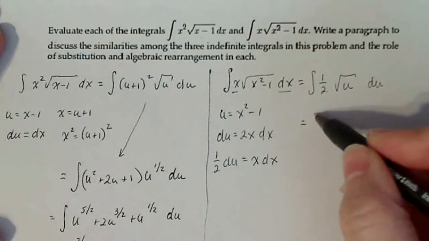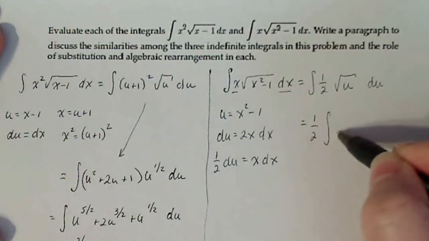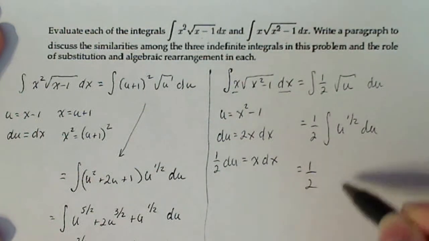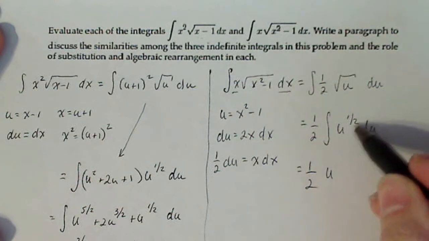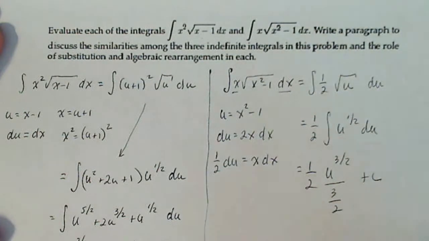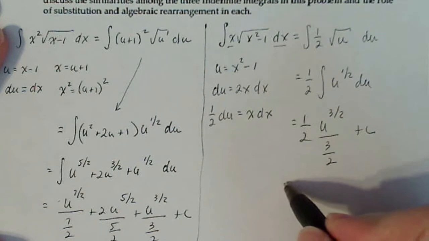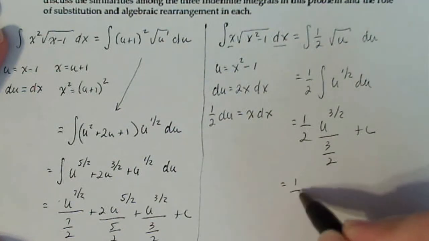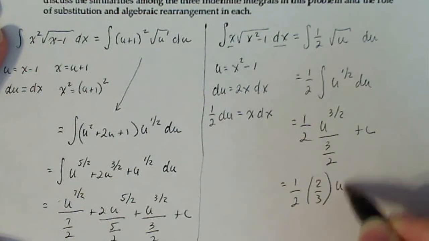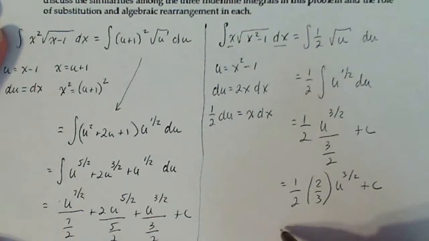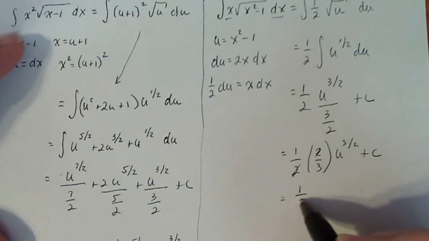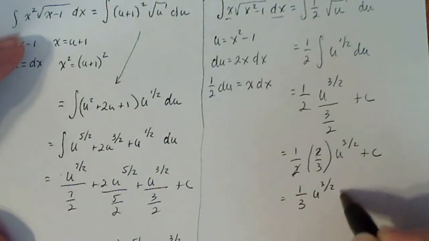Gosh, this one looks nice and straightforward. 1/2 times the integral of u to the 1/2 du. That's equal to 1/2 u, and add 1 to the power, that's going to be 3/2 over 3/2, plus c. Then there are 2 more steps. Let's figure out this number. 1/2 times 2/3 u to the 3/2 plus c. Then that simplifies, those cancel, to 1/3 u to the 3/2 plus c.